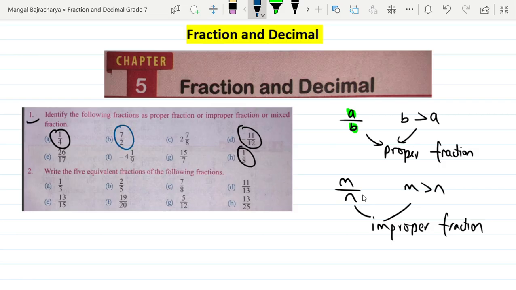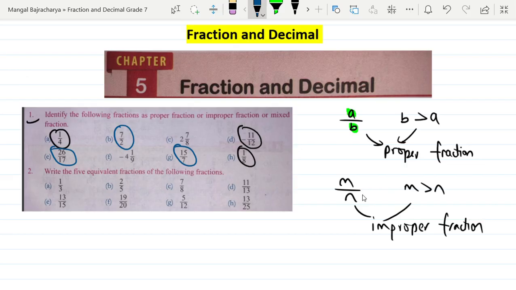So 7 by 2, where 7 is the numerator which is greater than denominator 2, so that's an improper fraction. Similarly there is 26 by 17, where 26 is greater than 17, so the numerator is greater than the denominator, so that is also an improper fraction. And next there is 15 by 7, where 15 is the numerator and 7 the denominator, and the numerator is greater than the denominator, so it's also an improper fraction.